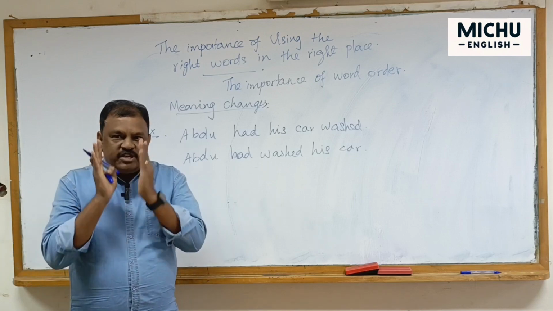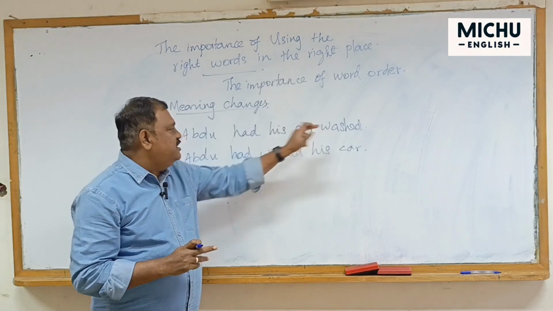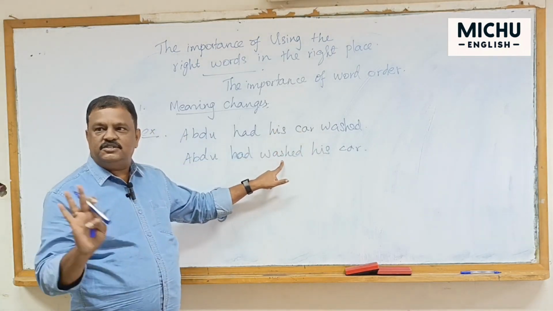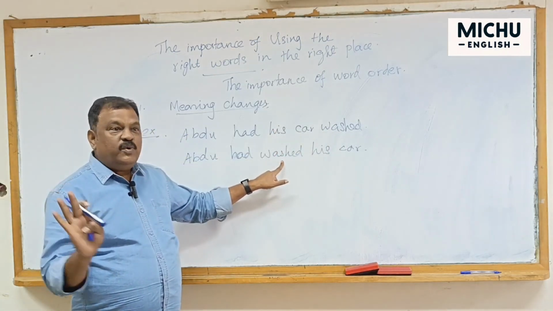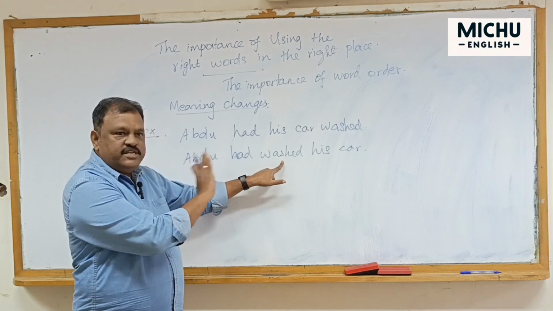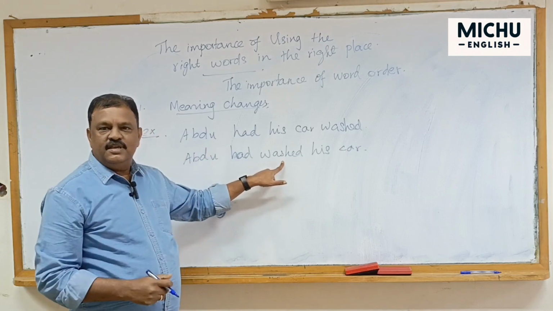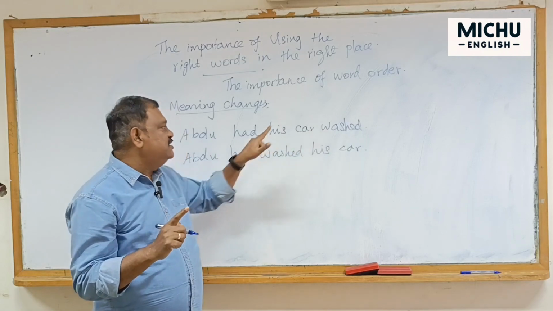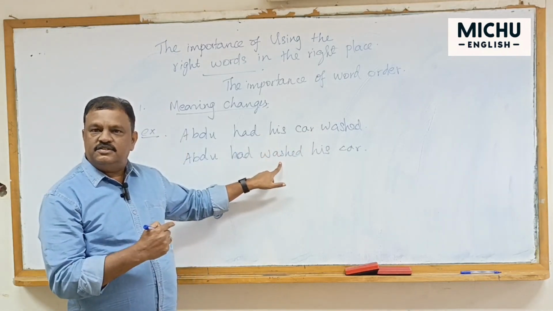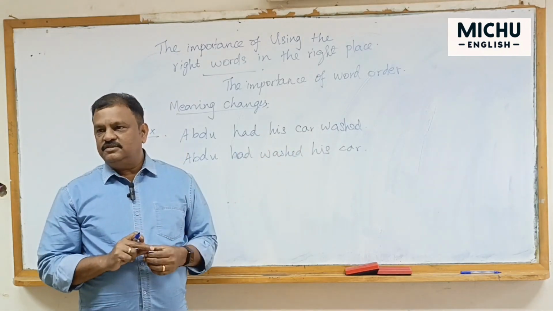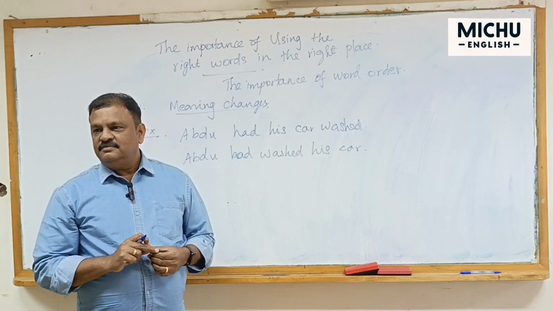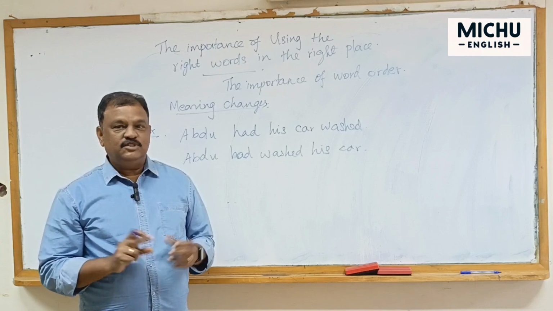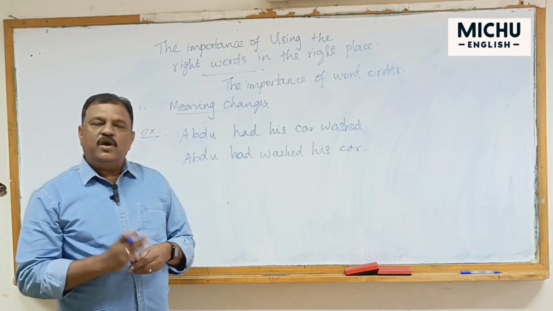Just we changed the order of this word to this place. That's it. Otherwise, we did not do any other changes in these sentences. Just by changing the place of this word to this place in this sentence, the meaning changes. You got the point? One more example.